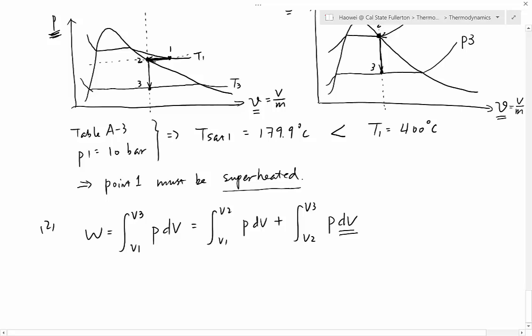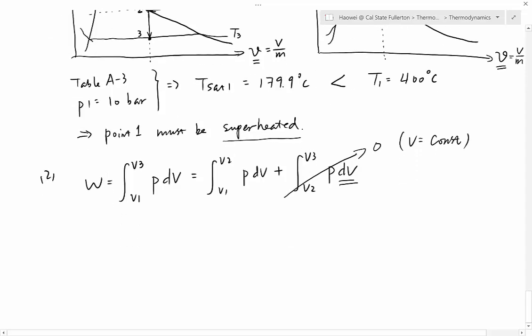So what is dV? D means change. So dV is the change of volume. The change of volume in process 2 to 3 is 0. So the whole second term in the right hand side goes to 0 because volume is equal to constant. Differential of a constant must be 0. So this term goes to 0. And then we only have one term left in the right hand side, which is integral PdV from 1 to 2.